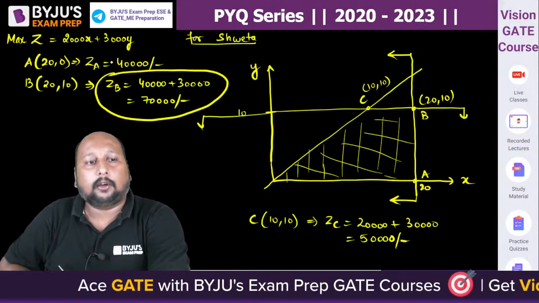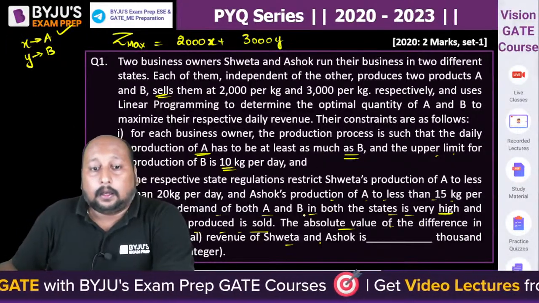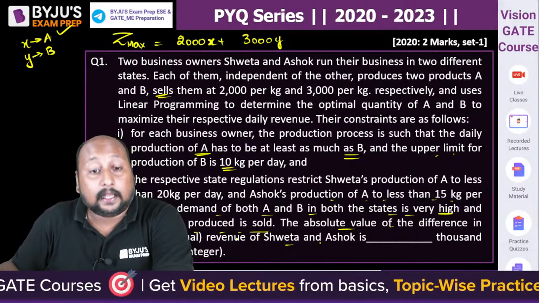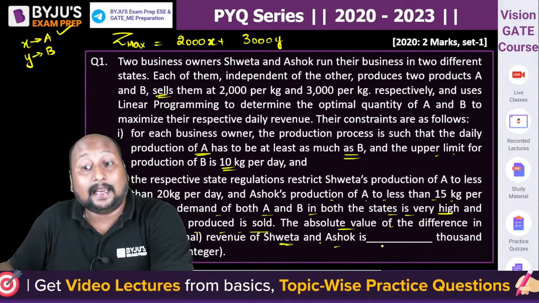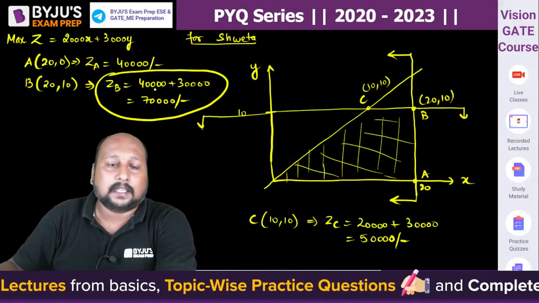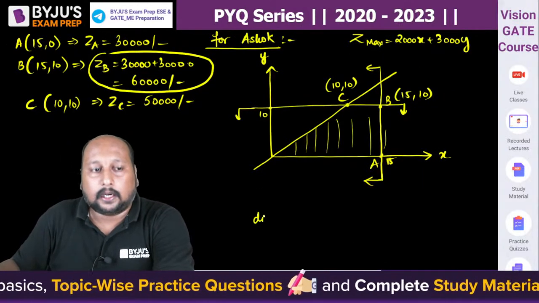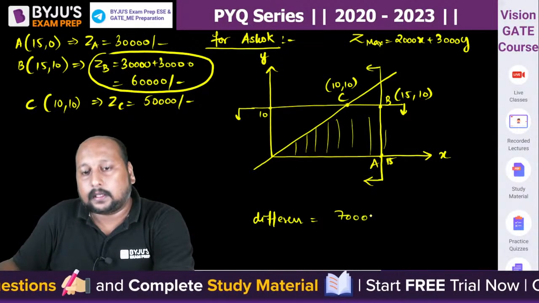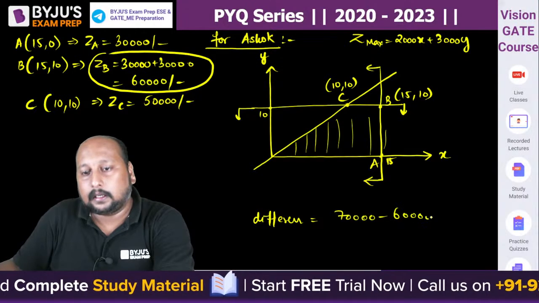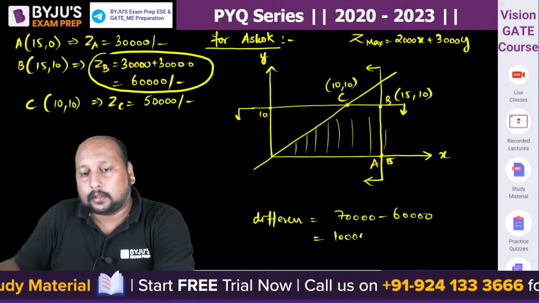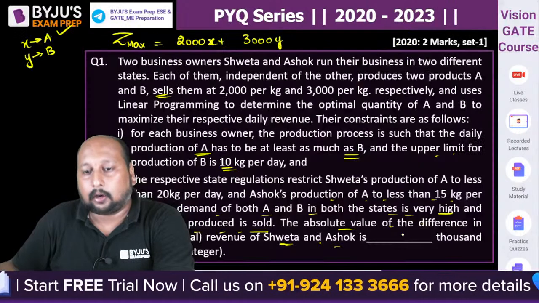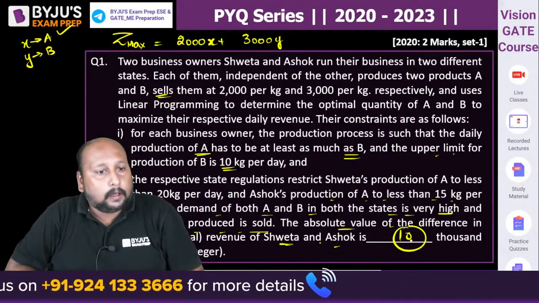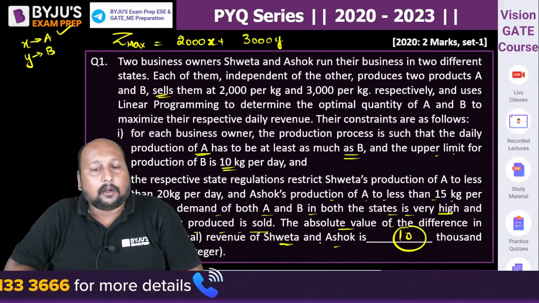Right? Question is: the absolute value of the difference of the daily optimal revenue of Shweta and Ashok is in dash thousand. So we are having optimal as 70,000 and 60,000. So the difference value will be equal to 70,000 minus 60,000, that is equal to 10,000, right? So the final answer is, they are talking in terms of 1000, so 10 is the correct answer. 10,000 is the correct answer.